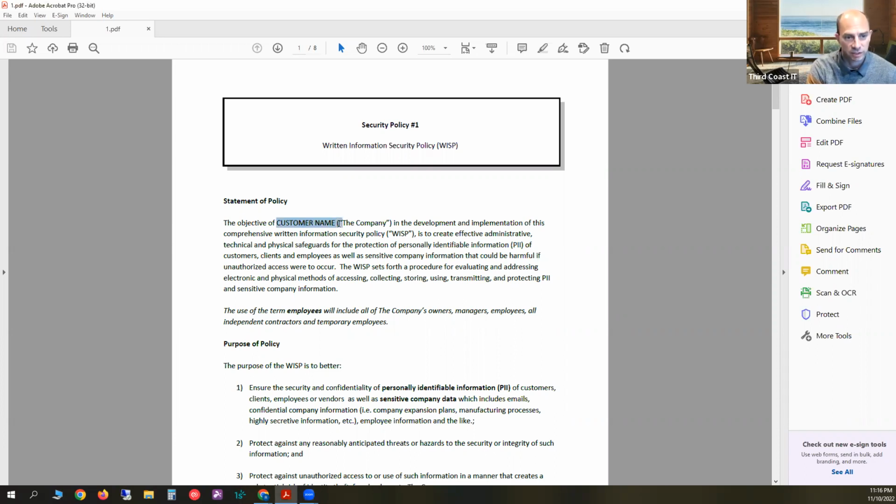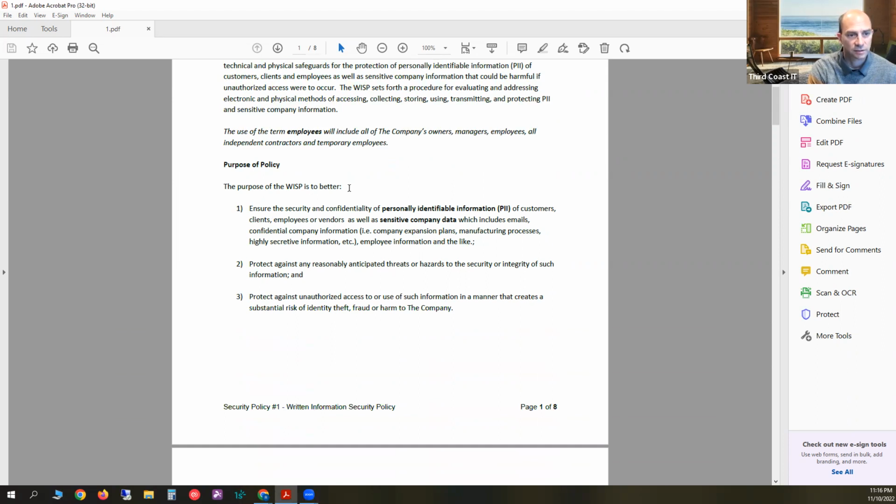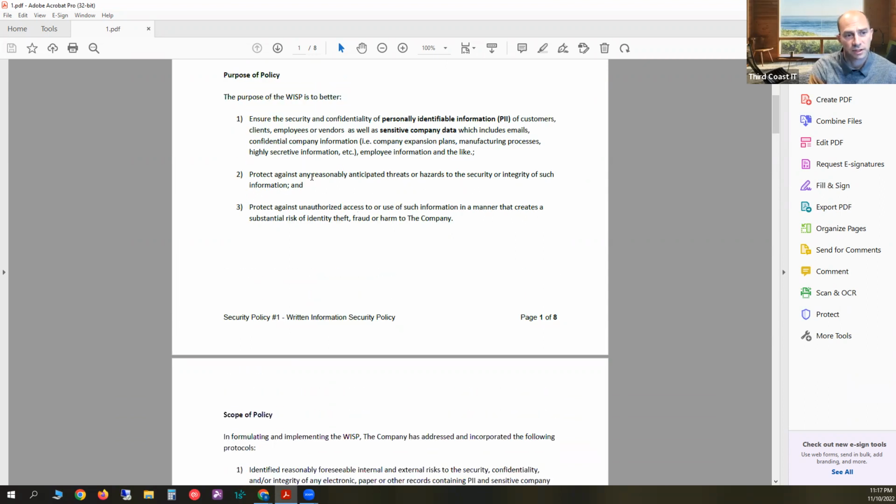So you do put your name in here, and the purpose of the written information security plan is to ensure the security and confidentiality of PII, personally identifiable information. And we want to protect against any reasonable anticipated threats or hazards. And we want to protect against unauthorized access. And so these are our goals. And the accompanying procedures are going to help us actually do that.